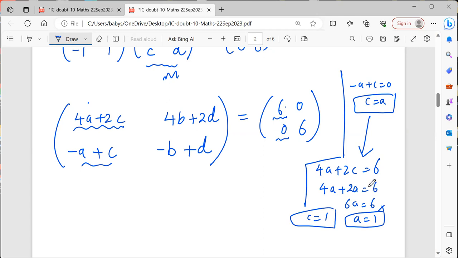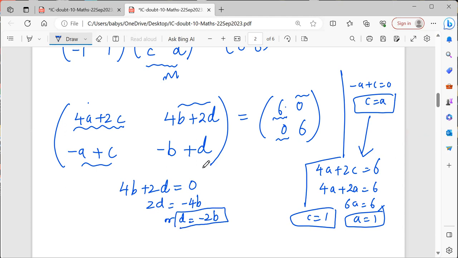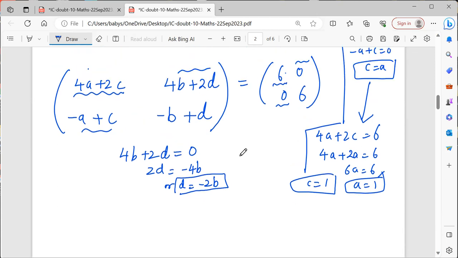I need the other two. Again, the logic is the same. So here you equate the first row, second column element to the first row, second column element. That is 4B plus 2D is equal to 0, isn't it? So you get 2D is equal to minus 4B, or you get D is equal to minus 2B.